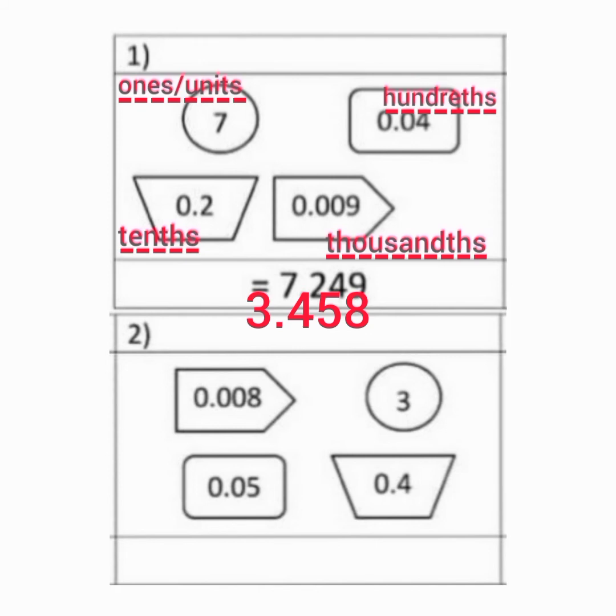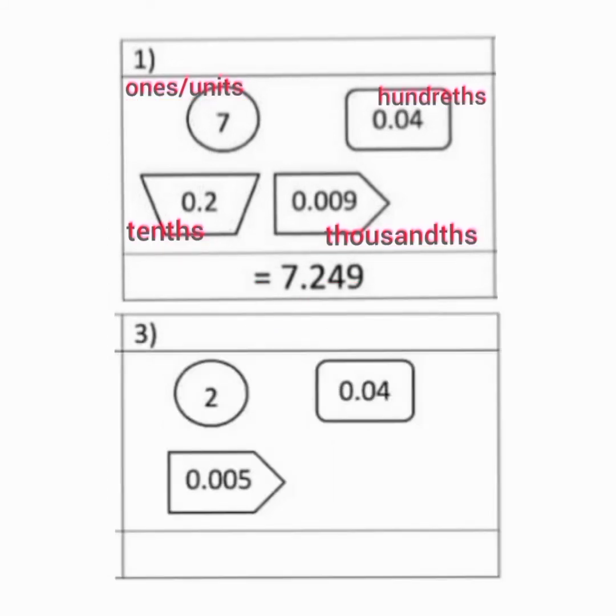Let's take a look at number 3 now. Problem number 3 has only 3 shapes, but that's okay. We will fill in the respective numbers as always, and just include 0 for the place value not shown. We know the circle represents the ones place, so we will write down number 2. There is no tenths place here, so we will go on to the hundredths place, which is represented by number 4. The thousandths place has 5 in it, so our answer for number 3 is 2 and 45 thousandths.